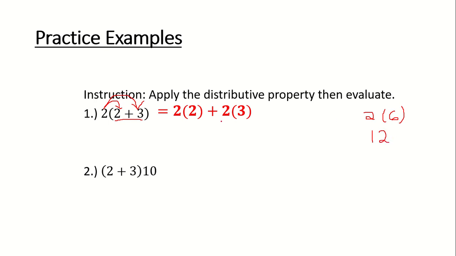Okay, let's check what will happen here after we distribute. 2 times 2 is 4. 2 times 3 is 6. 4 plus 6 is... wait. 2 plus 3 is not 6, but it's a 5.